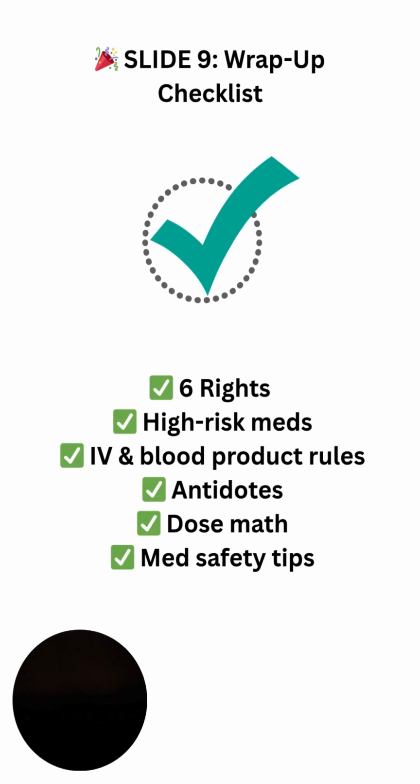All right, so we're wrapping it up now. This is our checklist. We have come to the end. We went over the six rights, high risk meds, IV and blood product rules, antidotes, dose math, and med safety tips. You crush this section by mastering safe med practice, knowing your high risk drugs, and calculating with confidence. And you will get through this NCLEX.